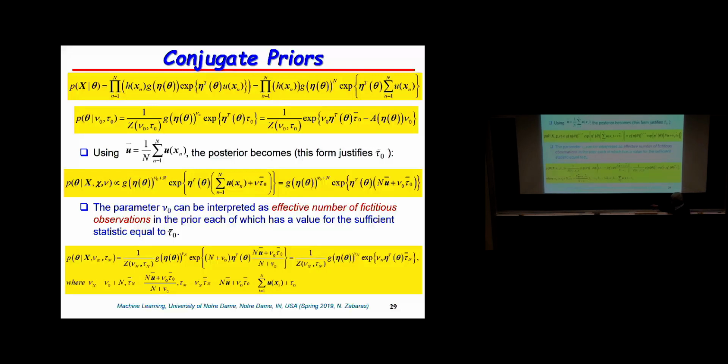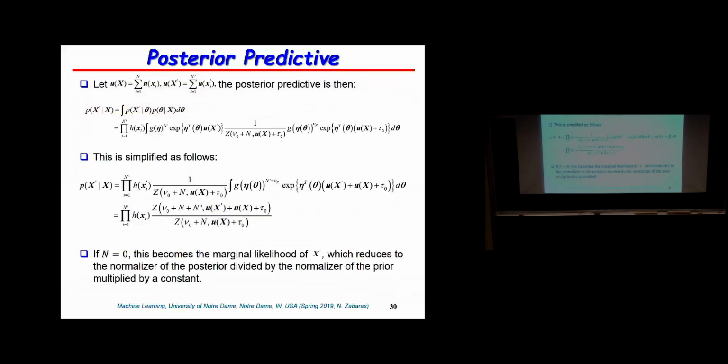And what are the updated parameters? I give them to you here. So nu n is nu 0 plus n, tau n bar is what you see here, and we're done. So the posterior is in the exponential family, with updated parameters that are very easy to compute.